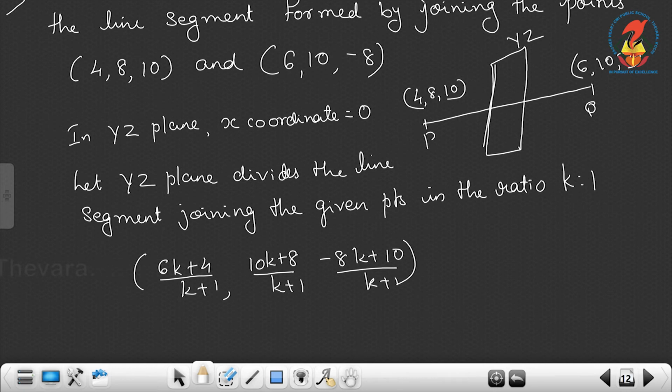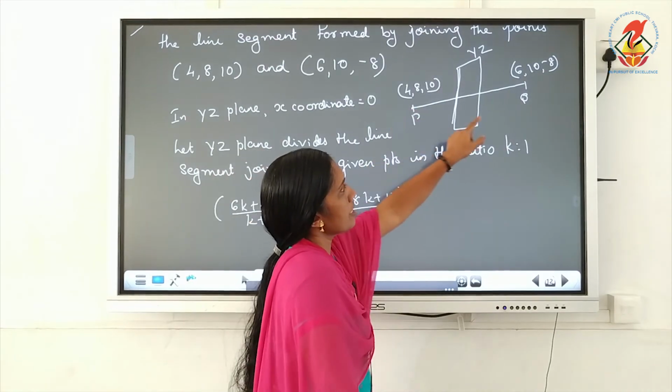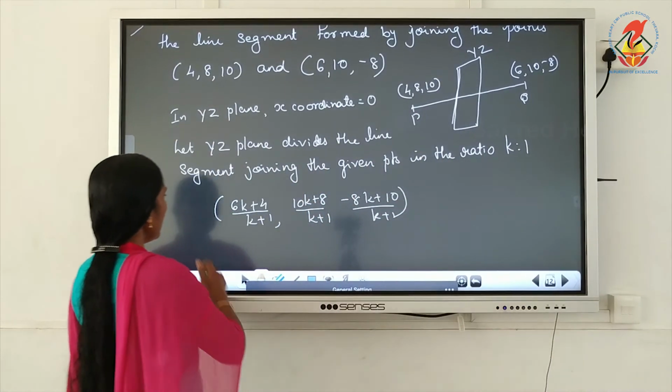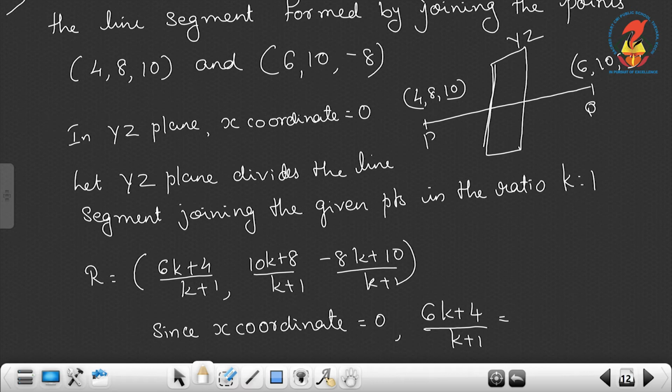Okay. So, this YZ plane divides the line segment joining the given points in the ratio k is to 1 means in the YZ plane, there will be a point. That point divides this PQ in the ratio. That is the meaning. So, let this be equal to some R. Okay, R is a point in YZ plane. Now, in YZ plane, the x coordinate is 0. So, we can equate x coordinate to 0. Since x coordinate is equal to 0, we can write 6k plus 4 by k plus 1 is equal to 0.